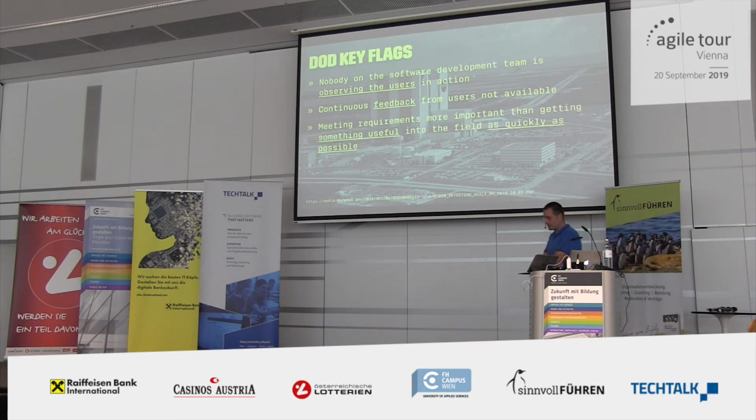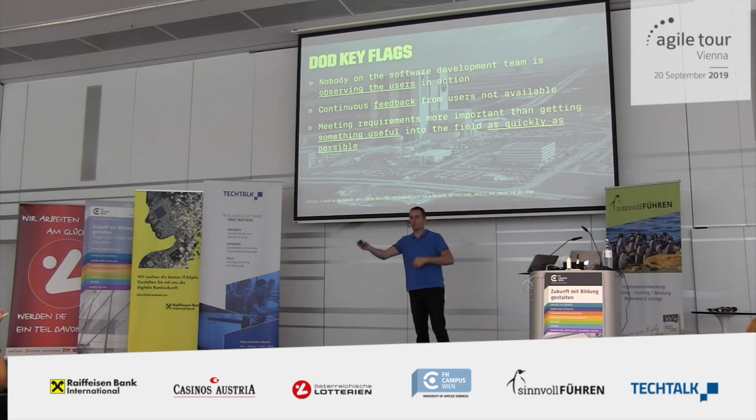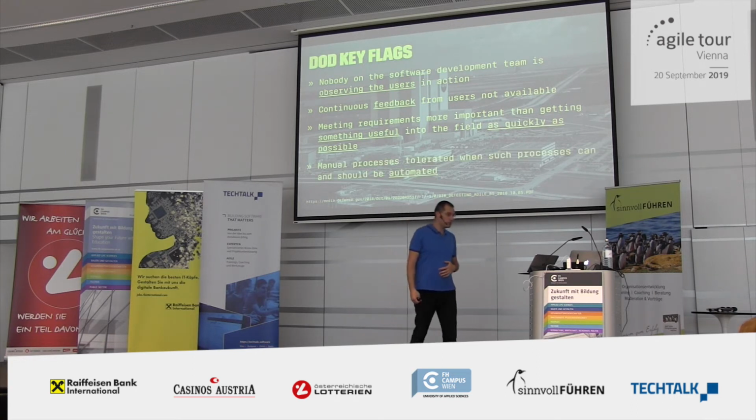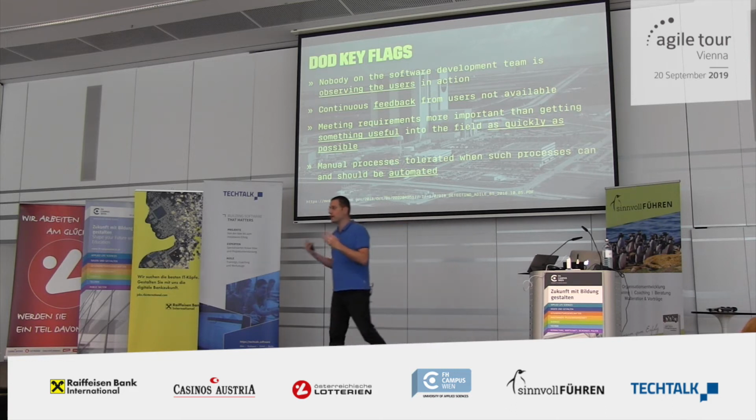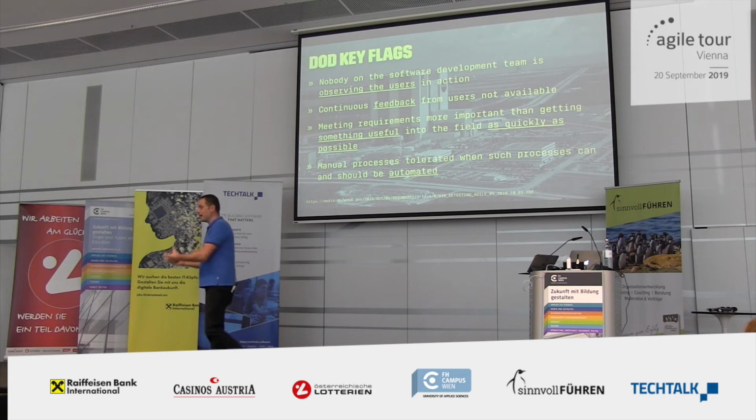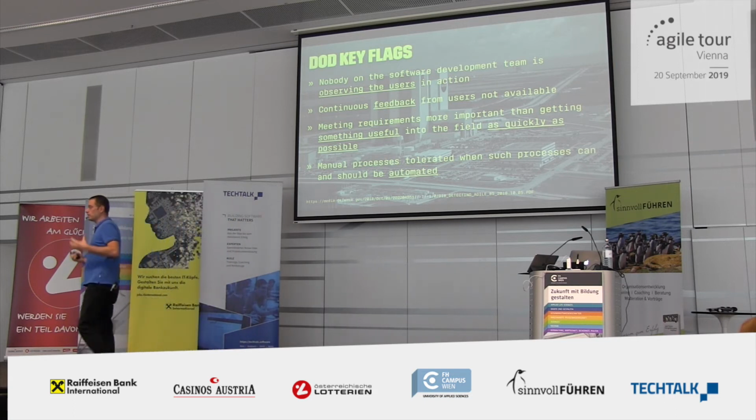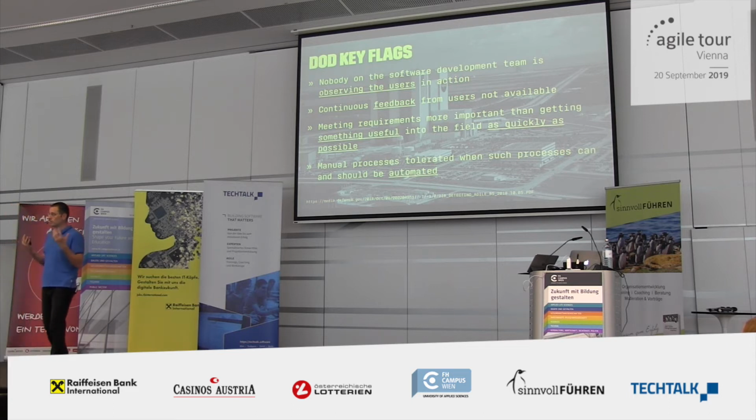The third one is that meeting requirements is more important than kind of chucking something useful onto production as soon as possible. And the fourth one is that manual processes are tolerated where they really can and should be automated. So I'm not advocating automate everything, but stuff that can be automated really should be automated because it's just slowing down people. It's wasting time on what people need to do.